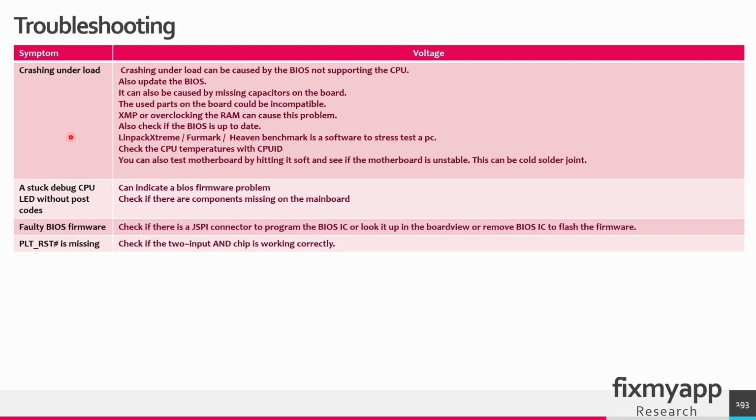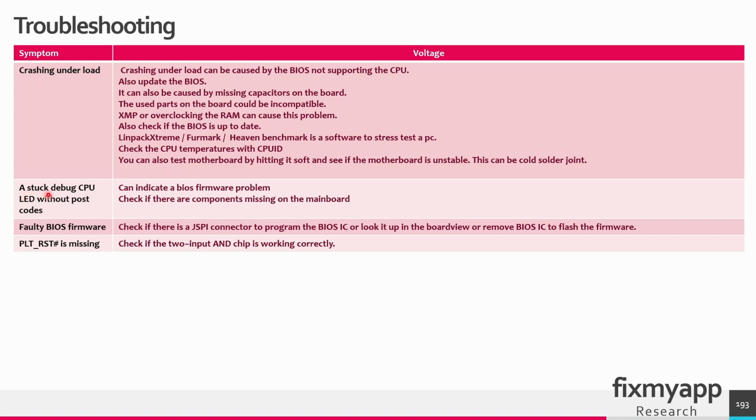You can stress test the PC with the LinPack Extreme software, FurMark or Heaven benchmark. With this software, you can stress test the PC at a high load. Also check your CPU temperatures with CPU-Z. When the CPU core voltages are high, it will crash the system. You can also test the motherboard by hitting it softly with your hands and see if the motherboard is unstable. The cause can be a cold solder joint, then you have to reflow the solder joint.